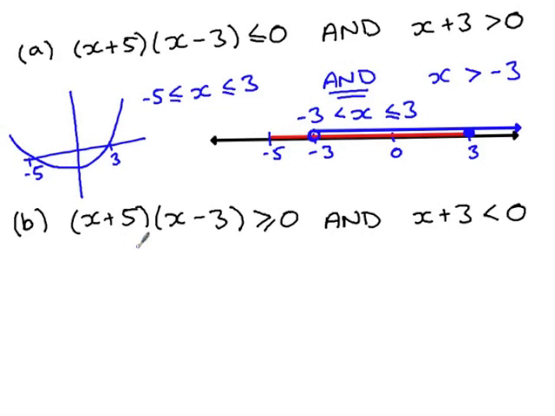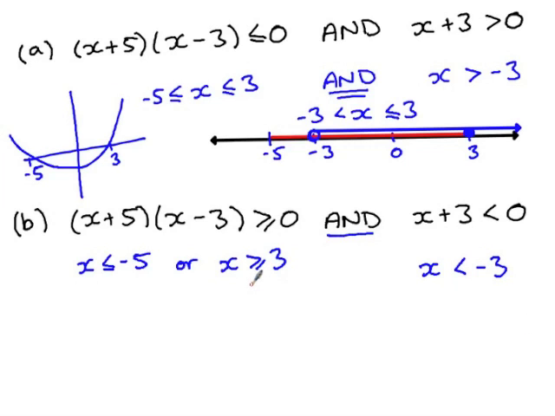The second possibility is when x plus 5, x take 3 is greater than or equal to 0, and x plus 3 is less than 0. So in the first part, we require x values that result in a positive value of this quadratic function. So that's when x is less than or equal to -5 or greater than or equal to 3. And that needs to be combined with x less than -3.